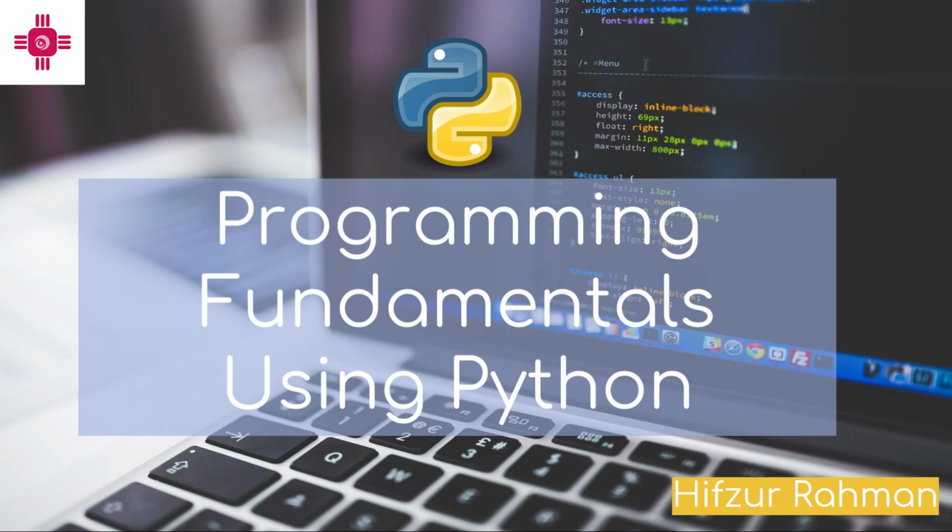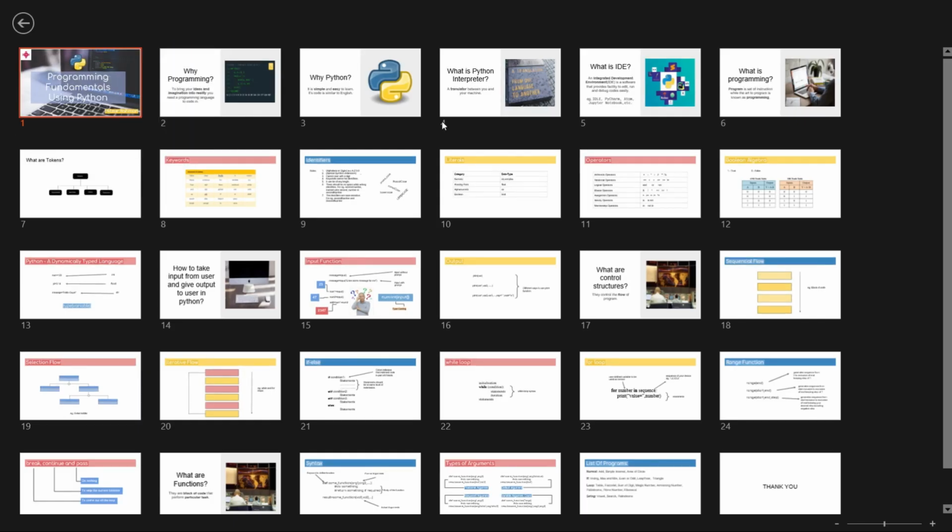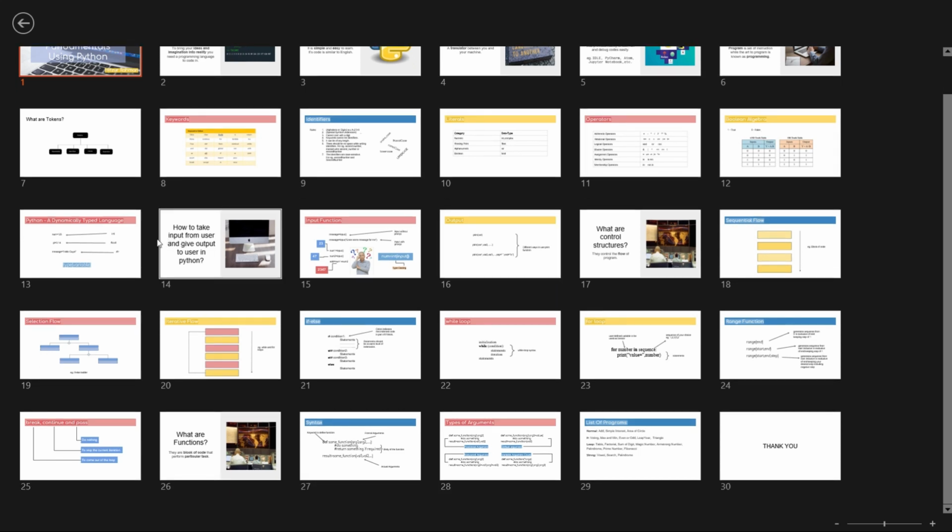So in this session we are going to discuss why we need to do programming, after that why Python, then what is Python interpreter, what is IDE, what is programming, then what are tokens, different types of tokens, then Boolean algebra, Python a dynamically typed language. After that, how to take input from user, that is input function and output function.